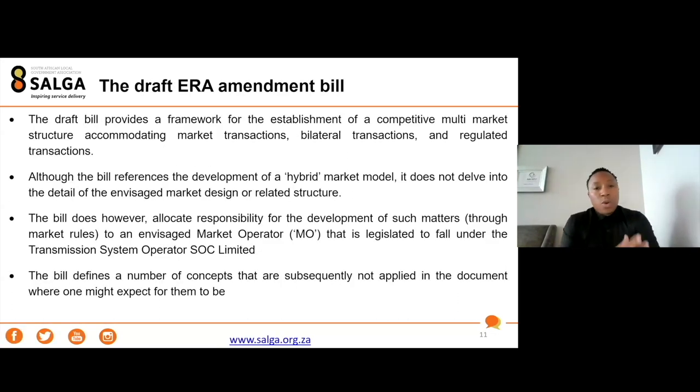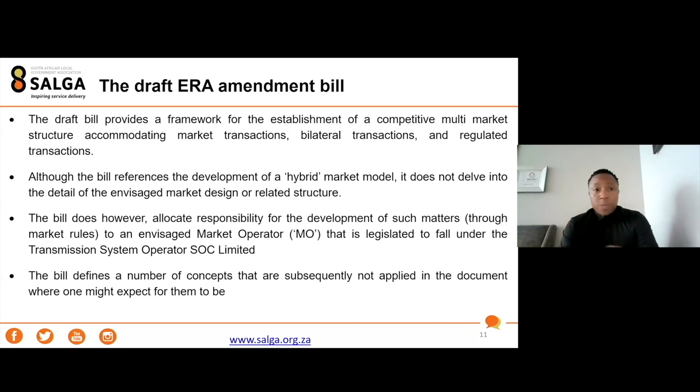So I'm going to assume that everyone understands and knows what the bill is talking about. I'm going to just elevate a few things around what the bill says. It talks about the establishment of a competitive market structure, which is going to accommodate market transactions, bilateral transactions, and also regulated transactions as well.